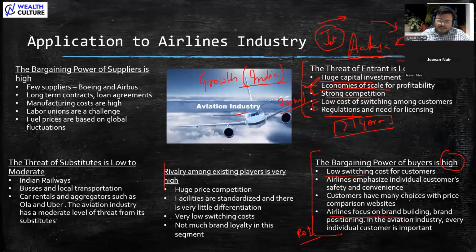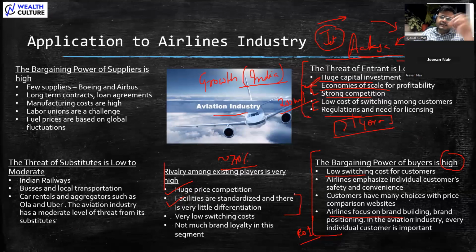Rivalry among existing players, very high rivalry. So as you know, huge price competition. Facilities are standardized. So whether in IndiGo or a SpiceJet or a GoAir, there's very little differentiation between the services. But somebody who can create a differentiation has a huge advantage, because I think that's how IndiGo has been able to garner something like more than 40% market share, and to be able to survive and grow in this industry.